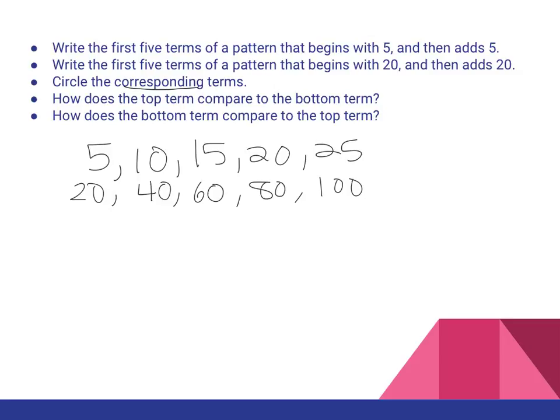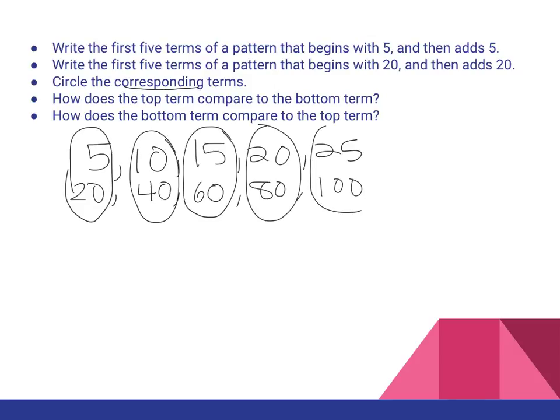So we need to understand what the word corresponding means. Corresponding means that they go together. Each of the first terms in these 2 different patterns would be corresponding. So the first terms here would be 5 and 20. Those are corresponding. 10 and 40 are corresponding. 15 and 60, 20 and 80, and 25 and 100 are corresponding.